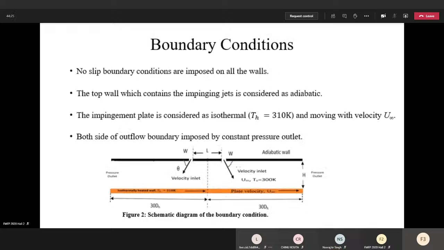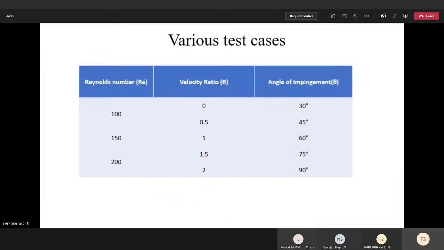And now move to the boundary conditions. No slip boundary conditions are imposed on the wall. The top wall containing the impingement jet is considered as adiabatic. The impingement plate is considered as isothermal and moving with unit velocity. Both sides of the wall flow boundary are imposed by constant pressure outlet. The computation of various combinations of parameters was performed by taking one parameter as a variable, while others were kept constant. The combination of parameters was tabulated. The total 75 combinations were computed and results were observed.